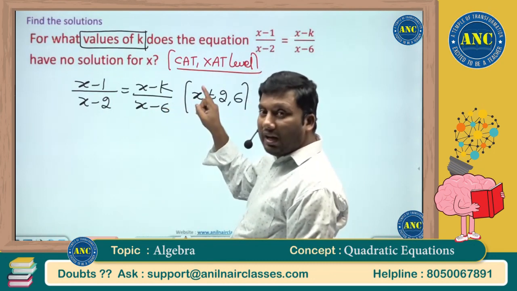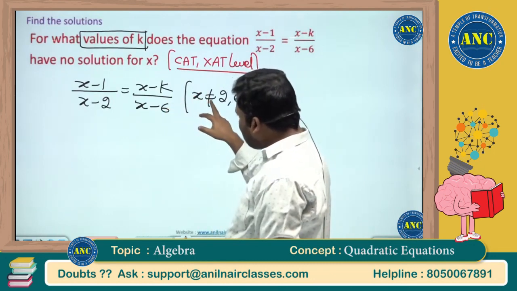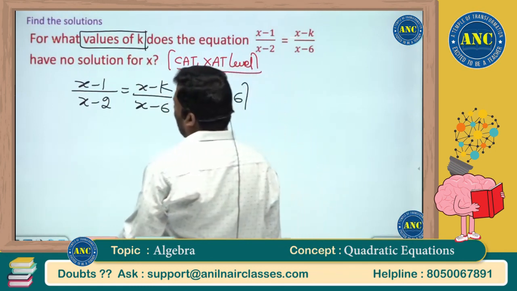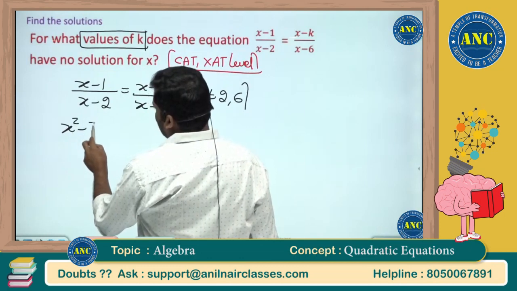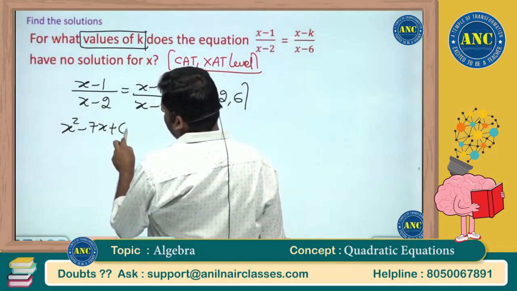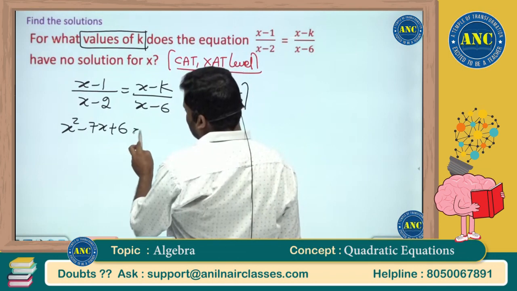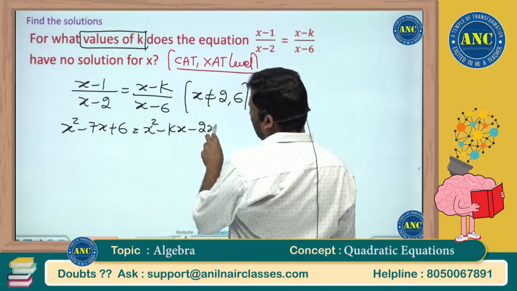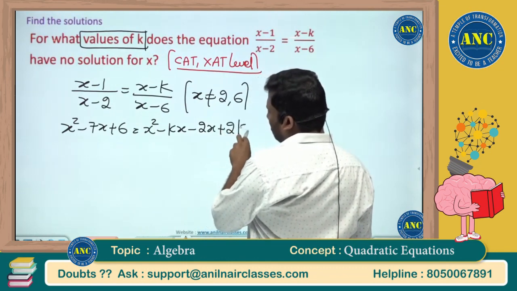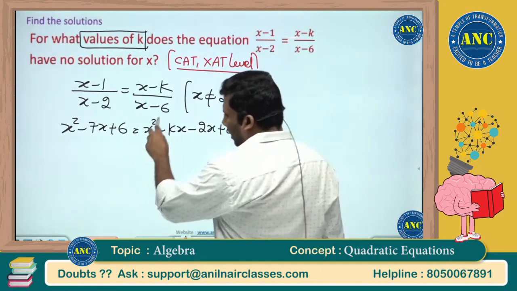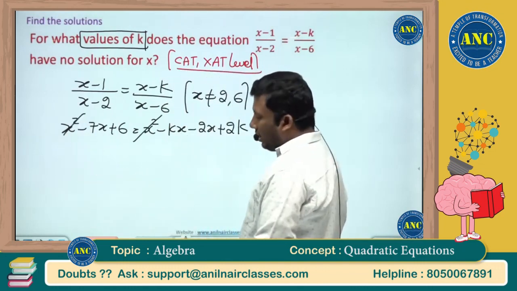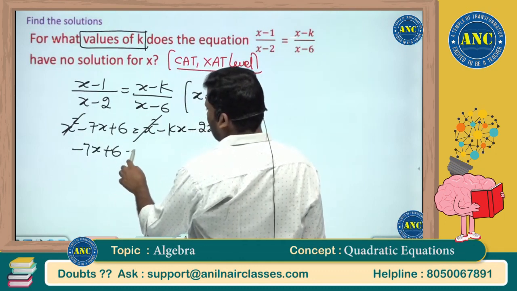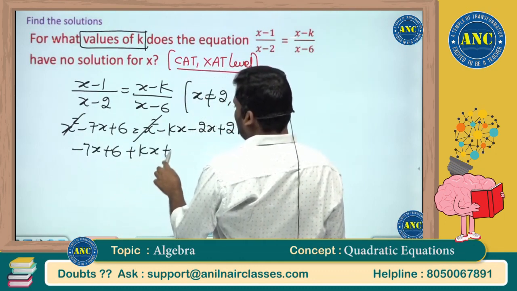It will not have any solution for x. X is not equivalent to 2, 6. I want the value of k. So we will convert it into a value of k. So x square minus 7x plus 6 equivalent to x square minus kx minus 2x plus 2k. Is this concept clear? X square cancel.